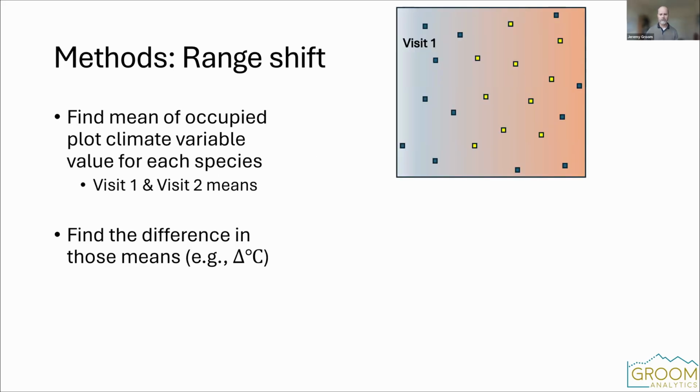Just to run through this methodology, because I find it something of a mind bender. You find the mean of the occupied plot climate variable, like the temperature value, for each species. So if we're looking at a single species here, in that box, we've got some yellow squares, and those will be FIA plots that have our species of interest. And the coloration is the first visit temperature gradient. So the cooler plots are on the left and the warmer plots are on the right. Given that, we can ask what's the mean temperature of those occupied plots.